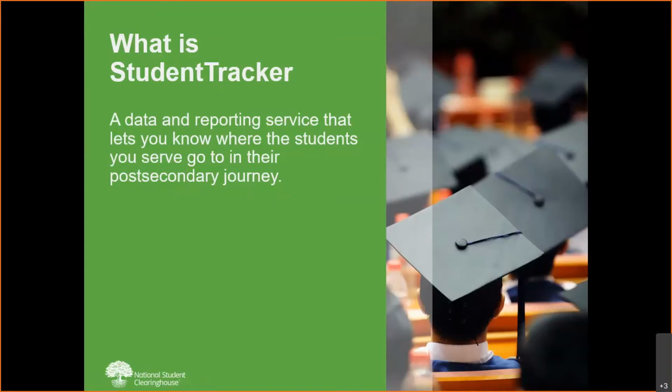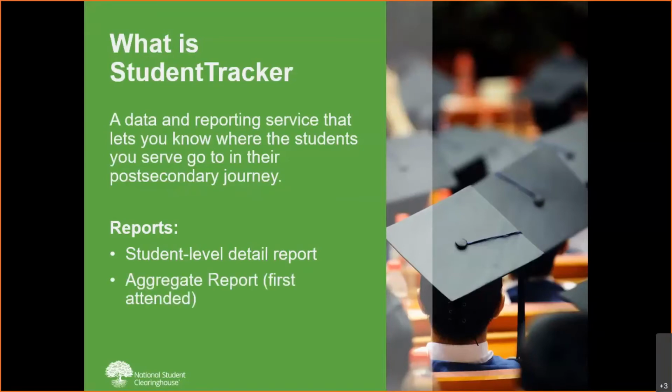That's what the Student Tracker service will help you do. The service includes 3 reports. The first one is a student level detail report. You will get a student level report that has all of the students' enrollment information. You get an aggregate report. It is going to show you the list of colleges that your students first attended by rank order. And lastly is a control report that just gives you a high-level overview of the student file that you submitted and the outcomes.